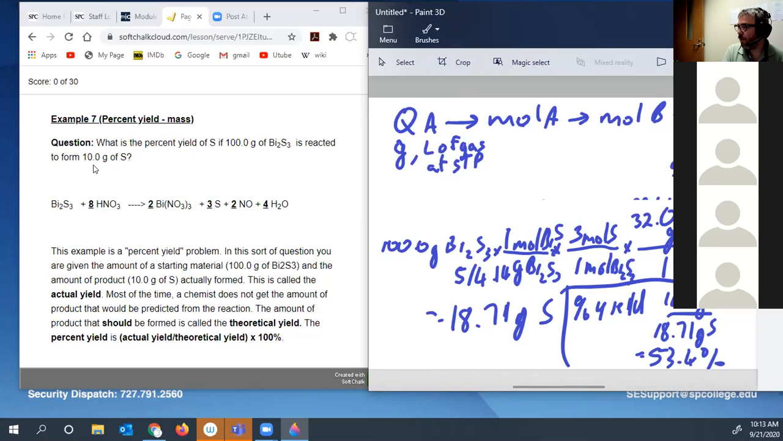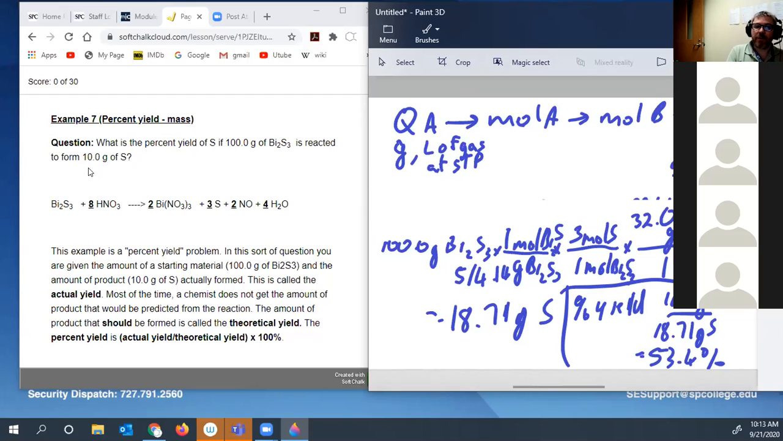Now, that's another wrinkle here. Because in order to compare apples to apples at the end here, we need to make sure that the unit that we're getting at the end, the 10.0 grams of sulfur, is going to match the theoretical yield. So that means we need grams of sulfur for our theoretical yield as well. So whatever unit you have for the product in the problem is going to be the same unit as you're going to have at the end, the theoretical yield.